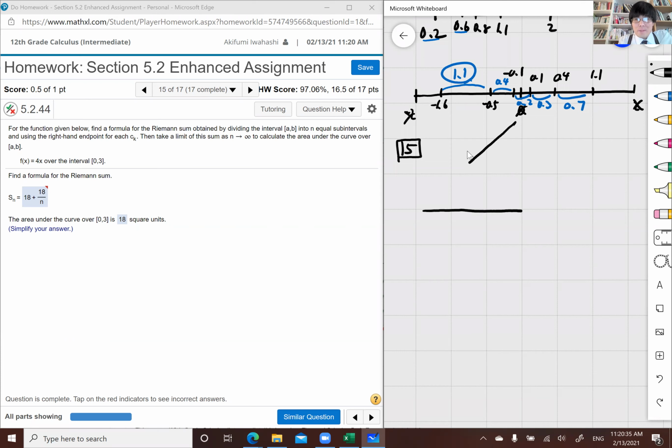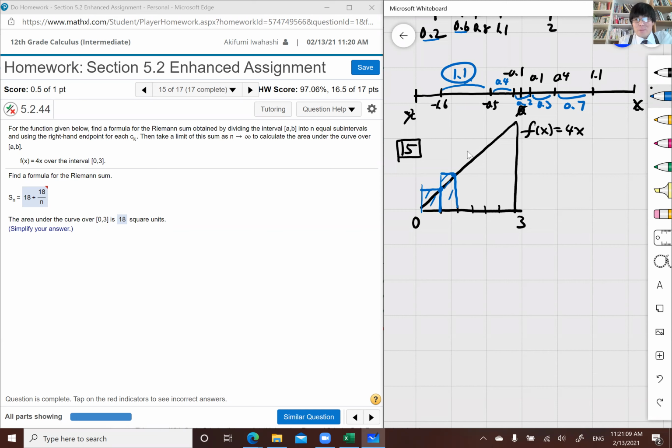Okay, so you have a function like this. Let's say you have a function f of x, in this case it's 4x, and you have an interval of 0 through 3. You are going to divide this into n subintervals, and you're going to make a rectangle using a right point estimation. Okay, so you're going to do something like this.